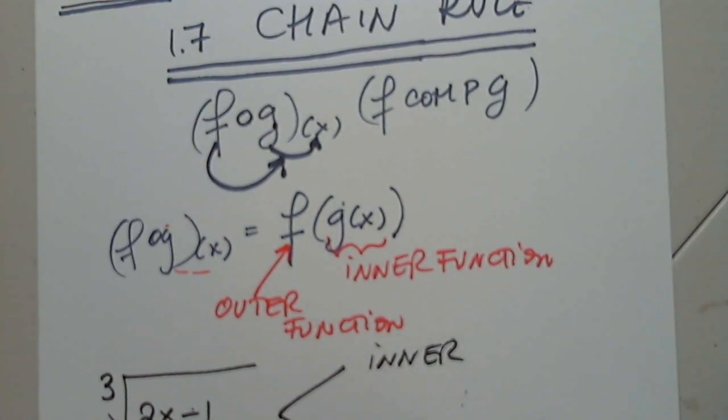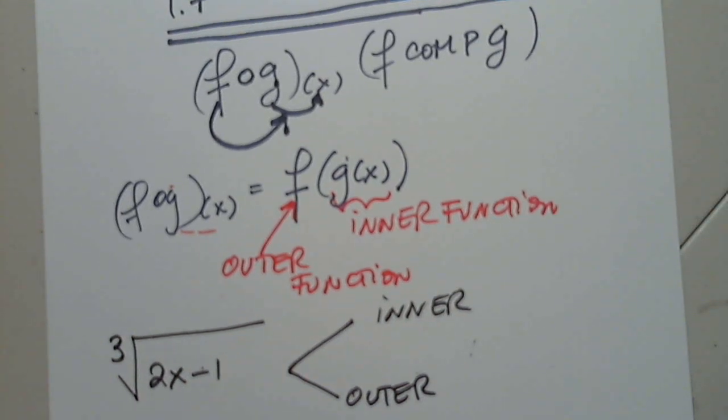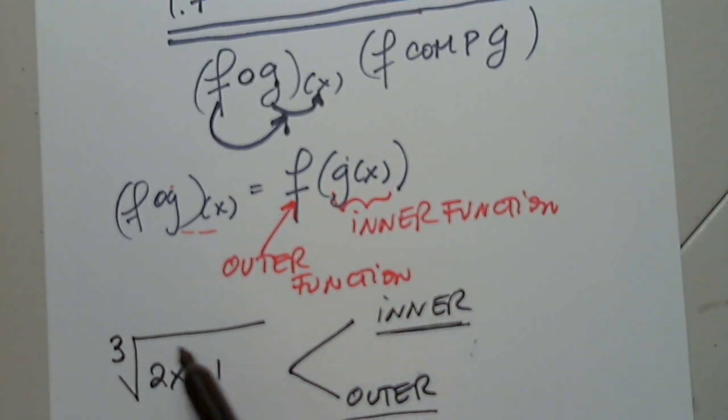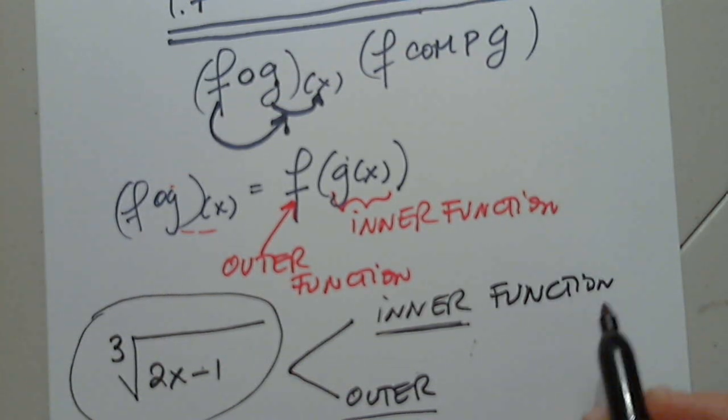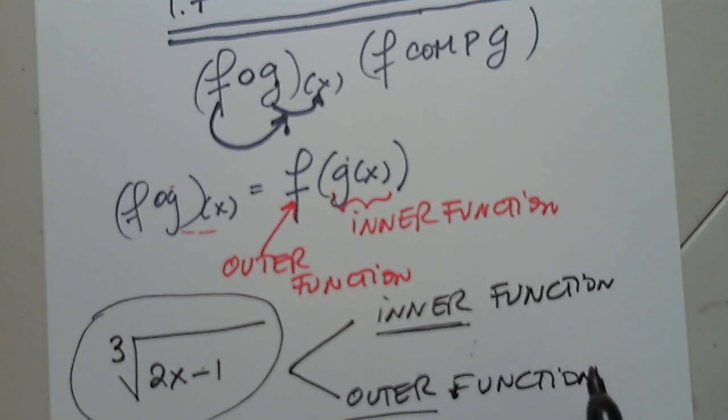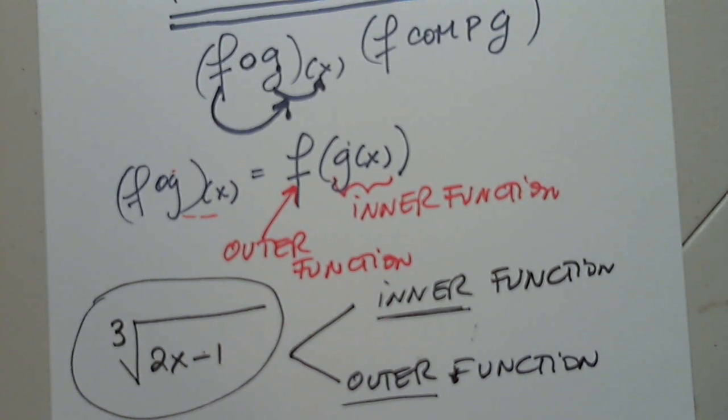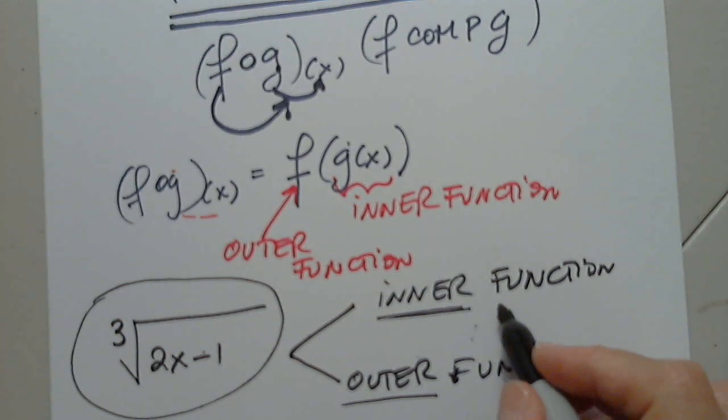Inner, outer. If you look at this, you will say, oh, I know exactly what I need to evaluate first, and I know exactly what I need to evaluate second. So what will be the inner function? If I ask you to evaluate for x equals 10, what function will you evaluate first? The inner. Yes, which is 2x minus 1. Absolutely.